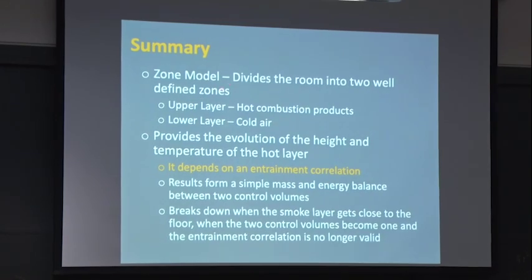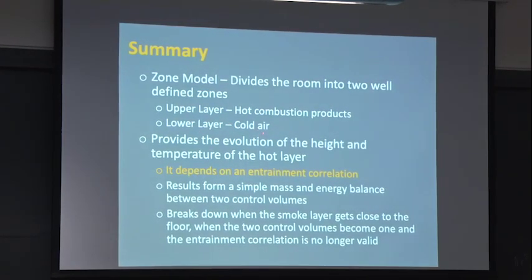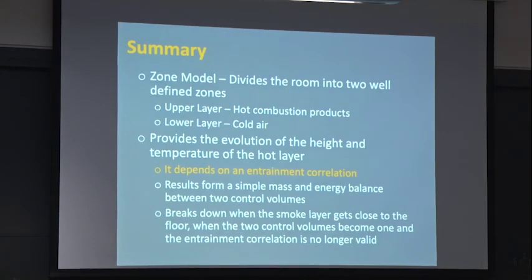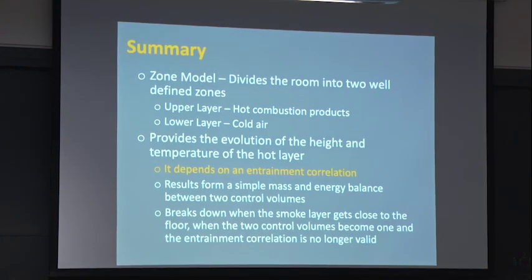So in summary, I have a very simple zone model that has two layers, and I'm exchanging mass of air between the cold and the hot layer. So it's only two zones, and that's about it. It provides the evolution of the height and temperature of the hot layer. It obviously depends on the precision of the entrainment correlation, and basically is a result of a simple mass and energy balance between two control volumes, and it's going to break down when the smoke layer gets too close to the surface. When does that happen? It depends on many variables, and you just simply have to make a decision where you stop trusting the analysis. Is that okay? Okay, so I'm going to stop here, and we'll pick it up tomorrow.